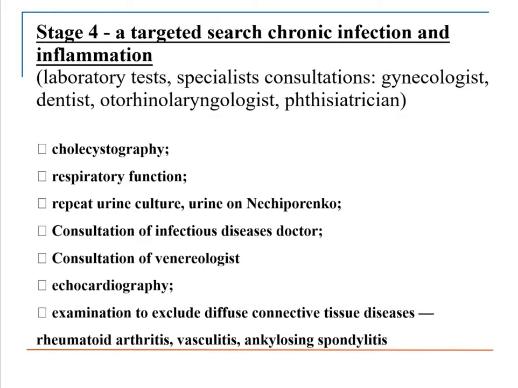You may prescribe investigations like cholecystography and respiratory function test. You should repeat the urine culture test and neutropenic test. You need a consultation of a doctor of infectious diseases, a consultation of the neurologist, and prescribe echocardiography. And of course you should exclude connective tissue diseases like rheumatoid arthritis, vasculitis, and ankylosing spondylitis.